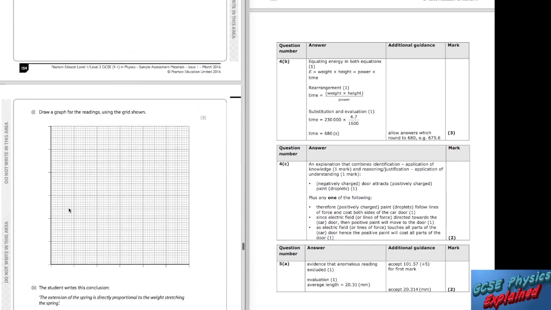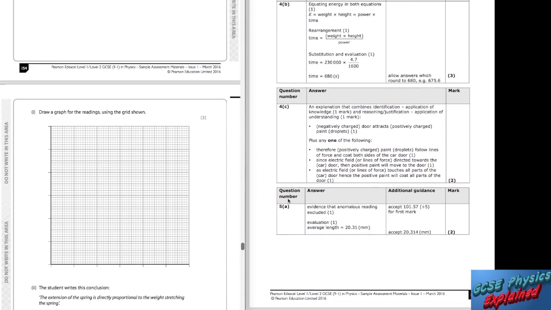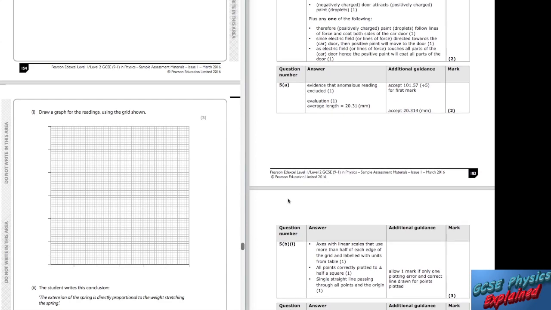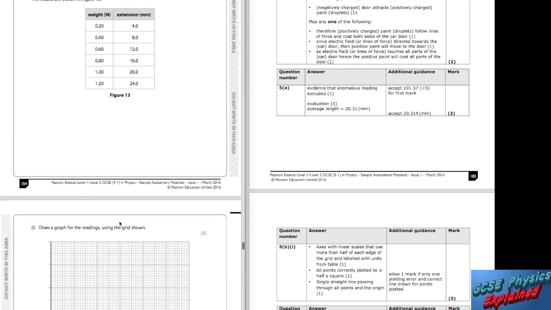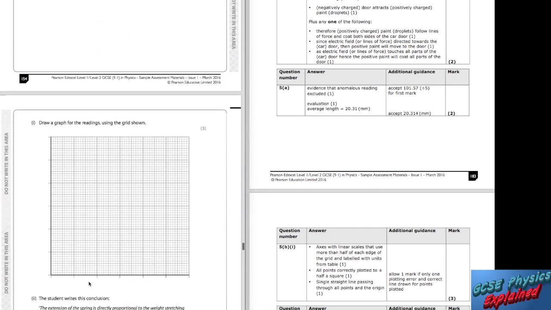Draw a graph of the readings using the grid shown. So they are looking for the axes with a linear scale that uses more than half of each edge of the grid, and you need to label them with the units from the table. So weight would go along the bottom and extension up the side. Weights in newtons, extensions in millimeters. And all points need to be correctly plotted to plus or minus half a square, and a single straight line passing through all the points and the origin.